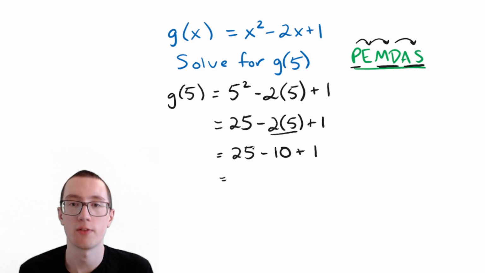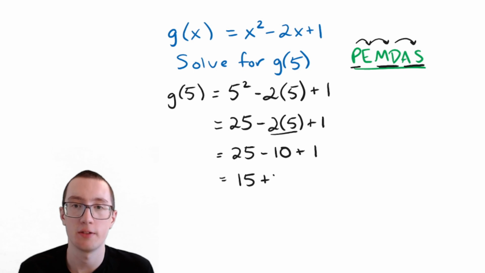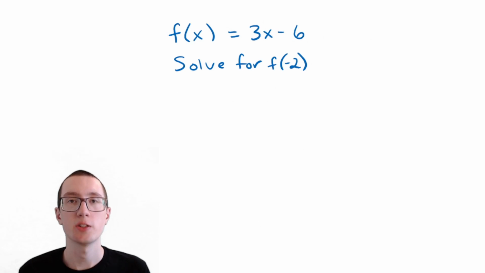So we have 25 minus 10 plus 1. All we have left is addition and subtraction, so we'll just do it from left to right. So 25 minus 10 is 15, plus 1, and that is 16. So g of 5 is equal to 16. That's our answer.